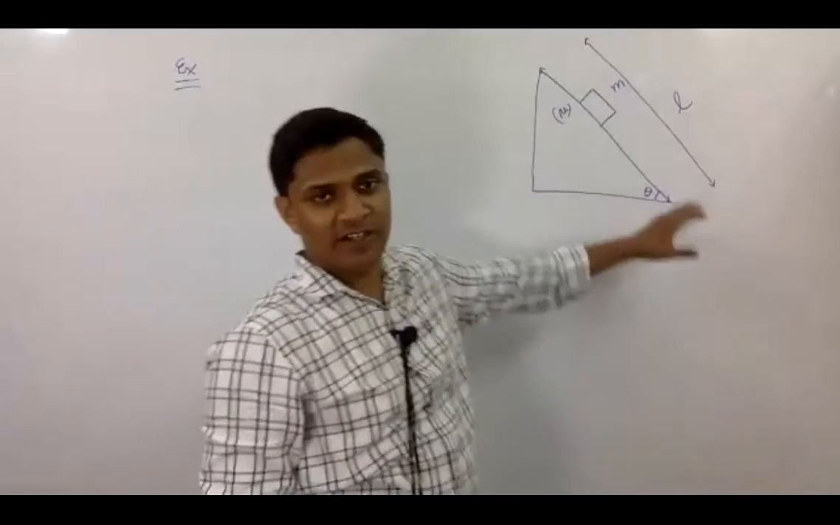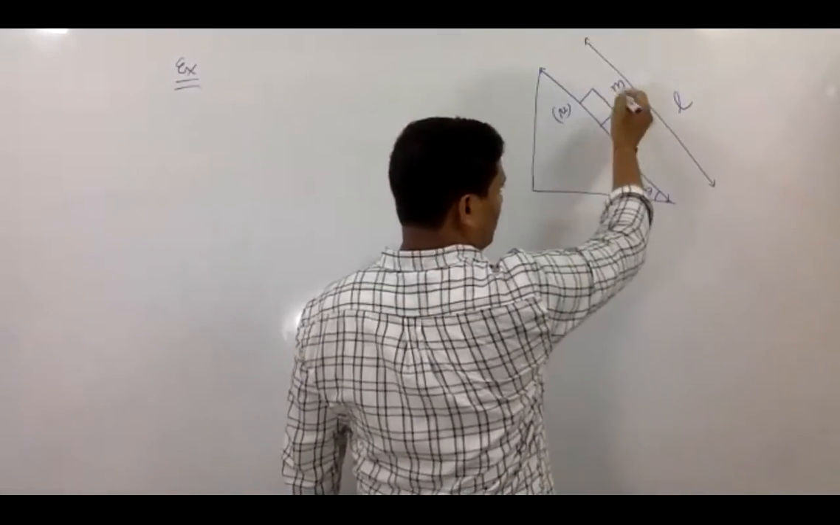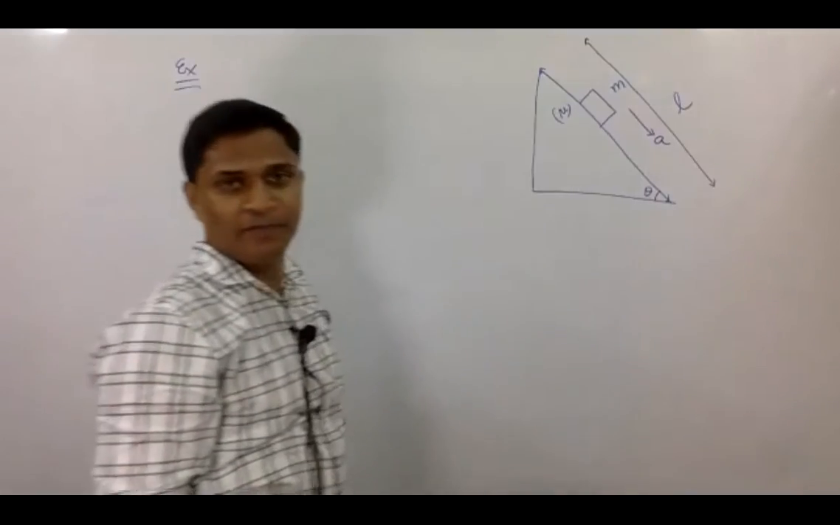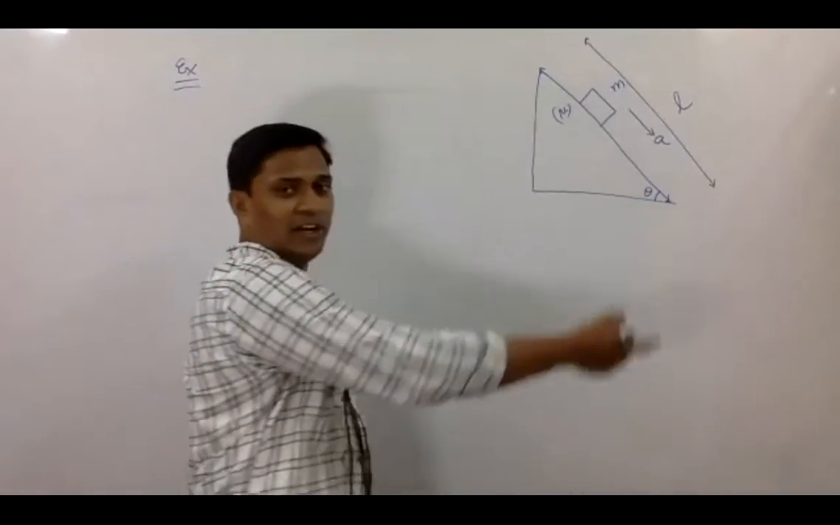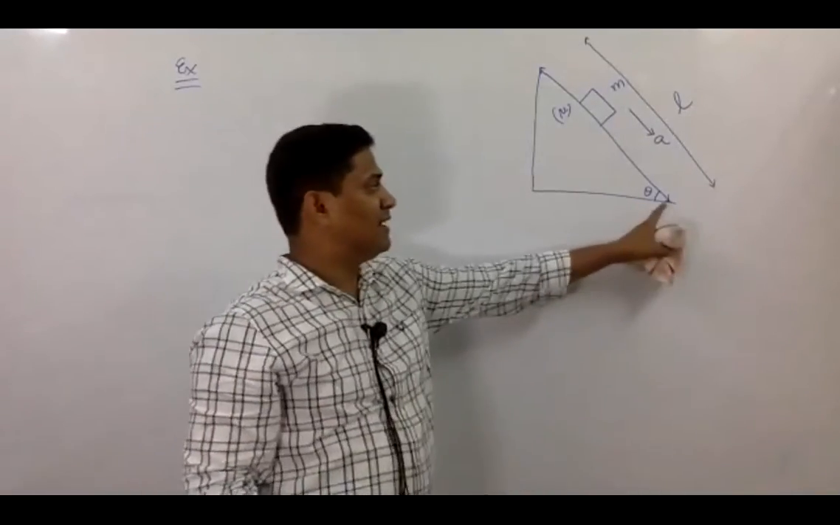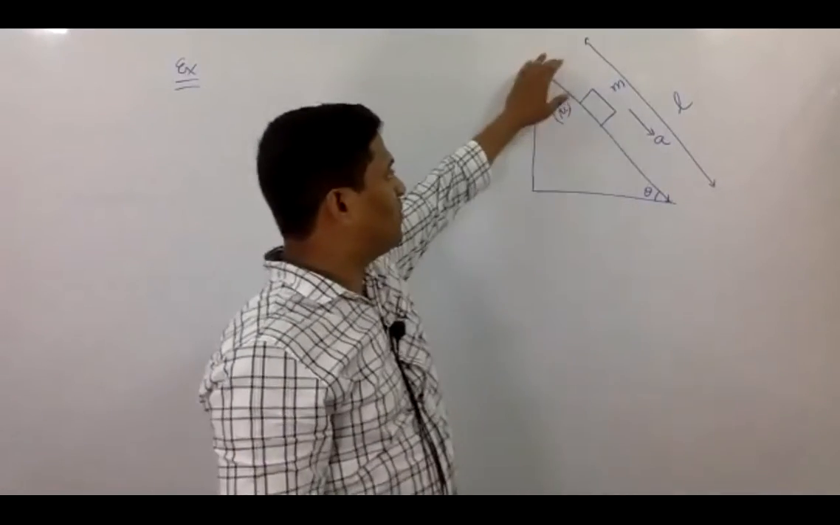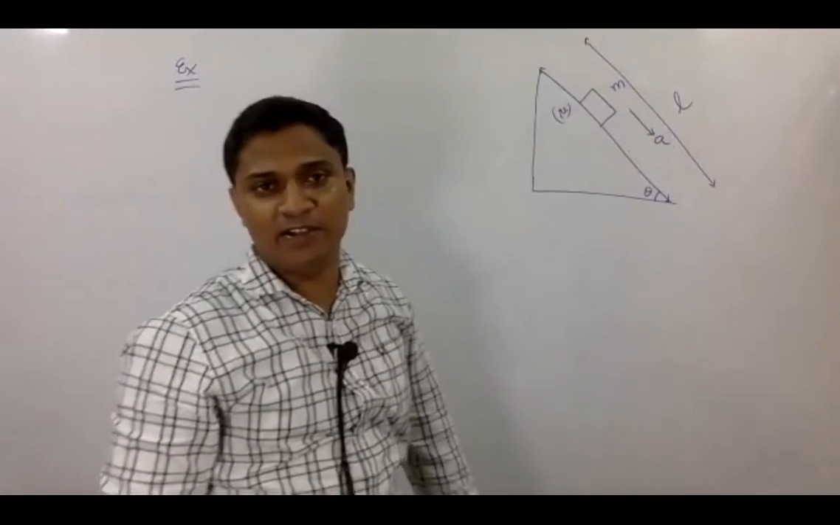This is the inclination, and the length of the inclination is L. The body is accelerating with some acceleration A. If the length of the inclination is L and the inclination angle is theta, how much time will the body take to reach the ground? The body was released from the top and slowly came down.